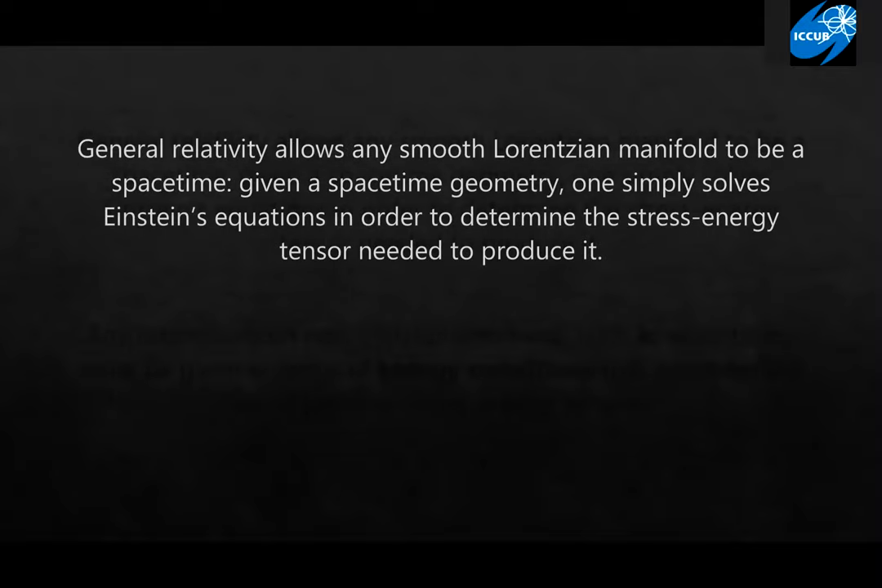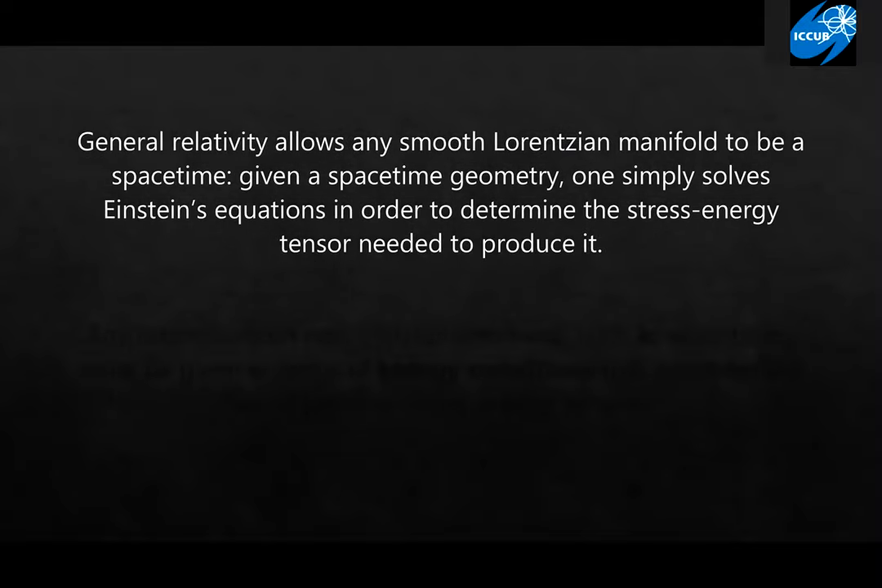And of course, we have to start with what is a wormhole and why is it even allowed? Well, one thing that we need to know is that general relativity in general allows any smooth Lorentzian manifold to be a spacetime. Simply, we're given a spacetime geometry and one solves Einstein's equations in order to determine what kind of energy source is needed to produce it. But not all of these spacetimes are going to be physical spacetimes.